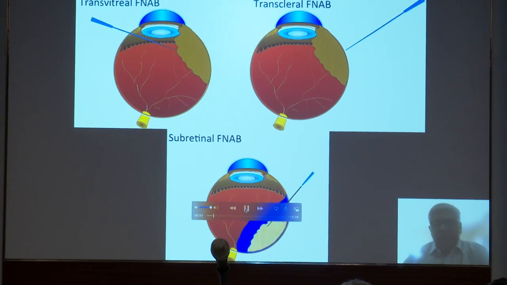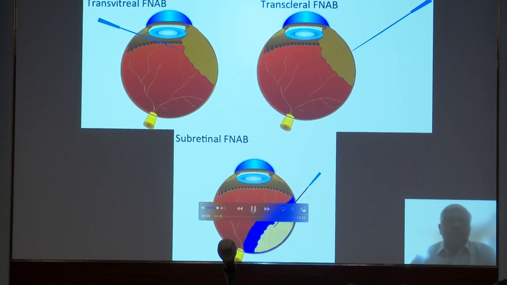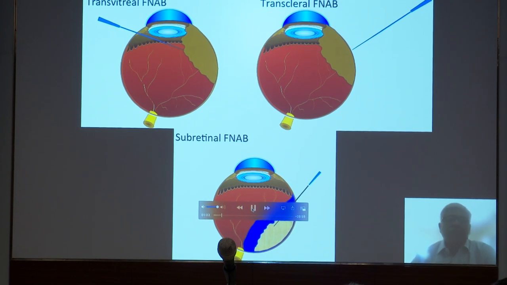In this slide, we can see the three different routes one can take to perform a fine needle aspiration biopsy. The most commonly utilized is the transvitreal fine needle aspiration biopsy, wherein the needle enters the pars plana 180 degrees away from the lesion and enters the mass through the retina, creating a small iatrogenic break.